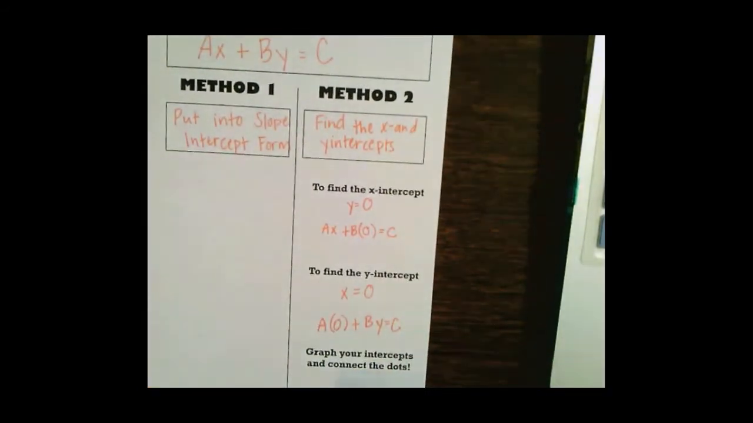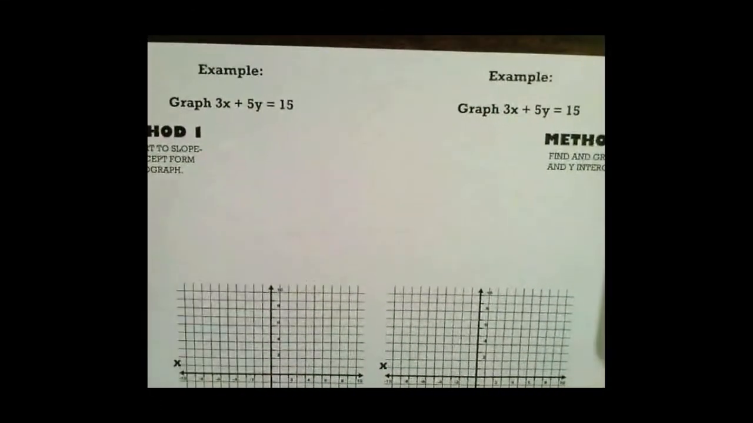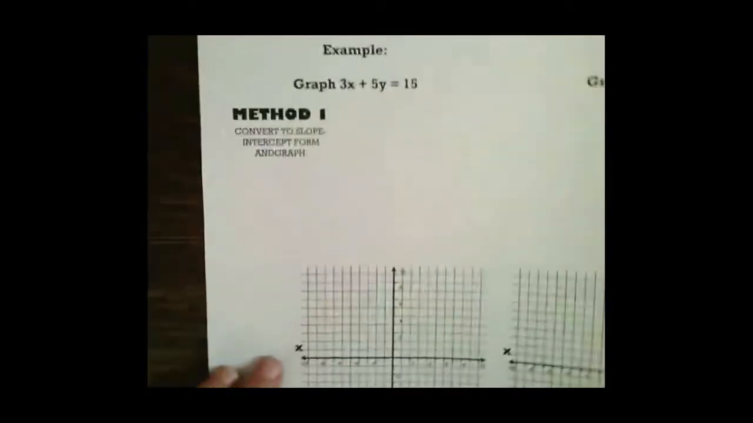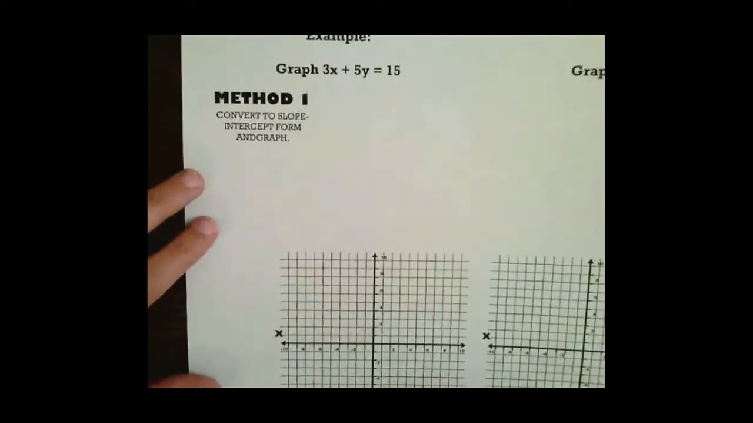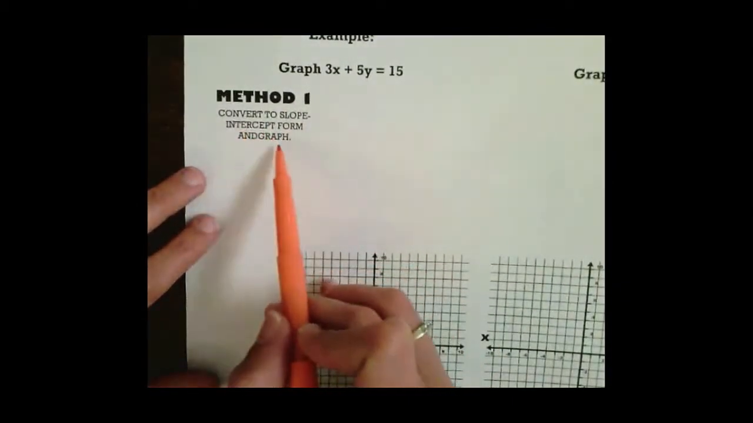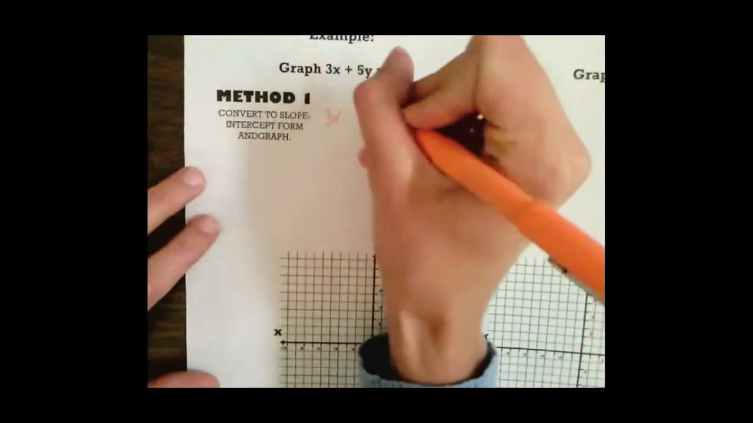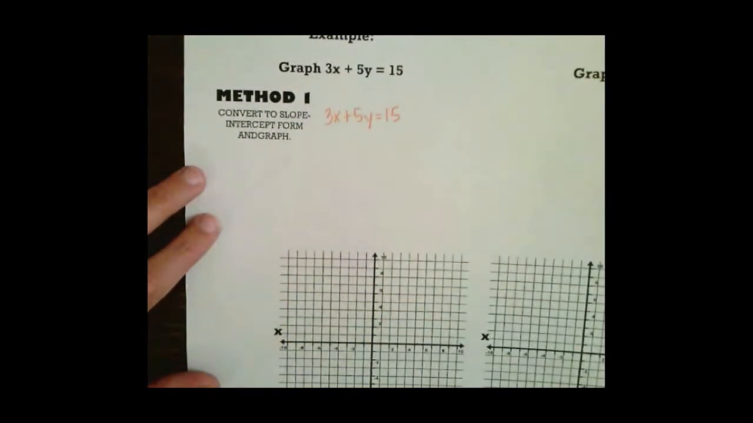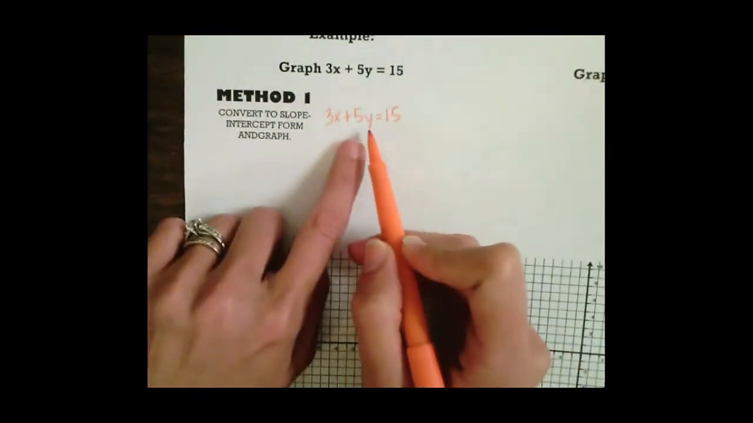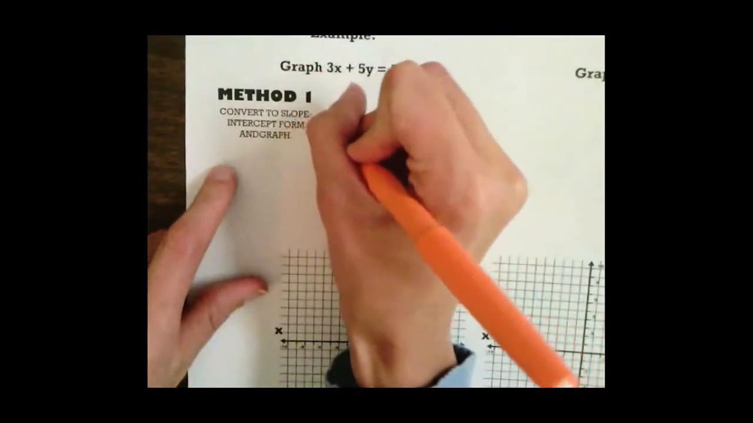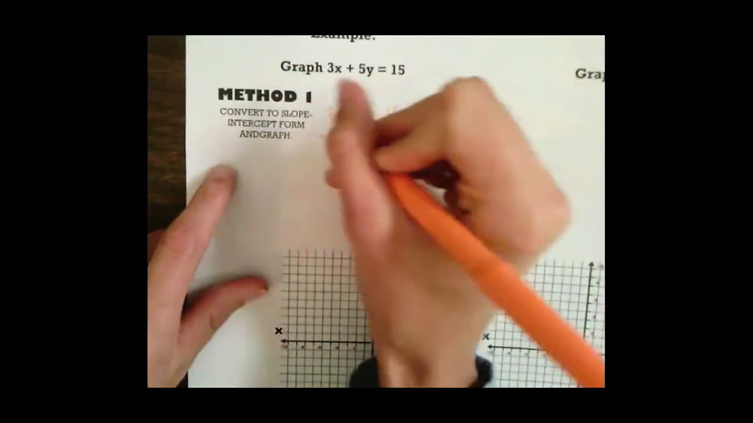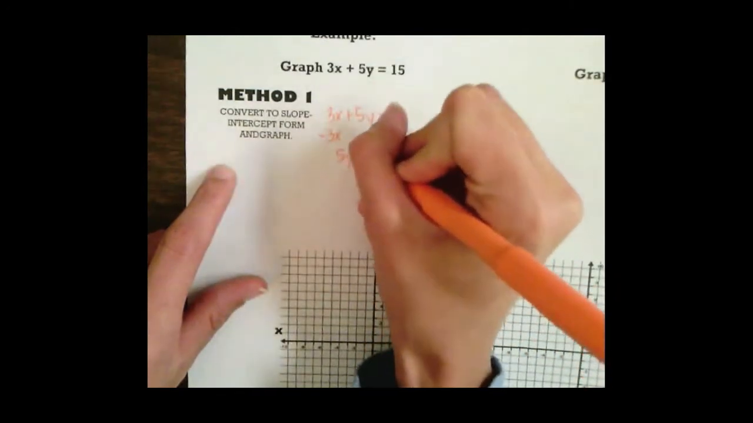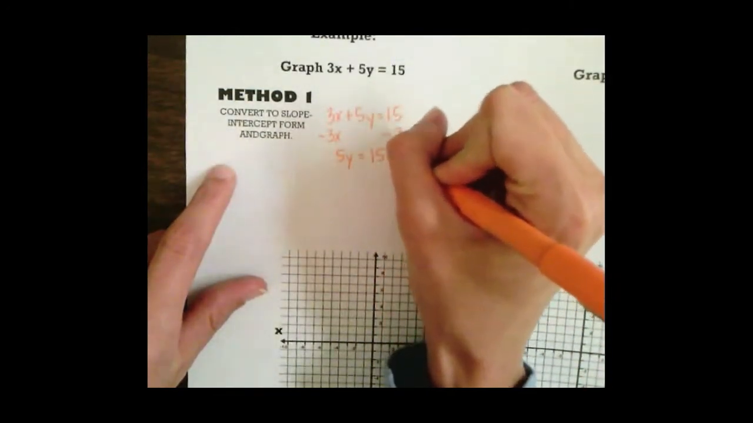Okay, and now what you're going to do is open up your foldable, and we're going to demonstrate how to do both methods. So let's do this first method together. This one is to convert to slope-intercept form and graph it. So you're going to take 3x plus 5y equals 15, and you're going to solve for y. So you're going to subtract 3x on both sides. So you're going to have 5y equals 15 minus 3x.